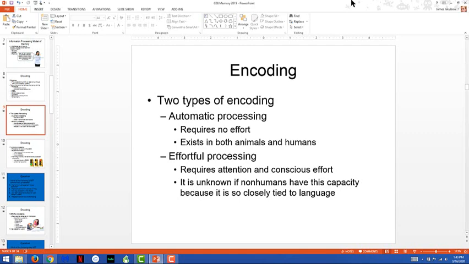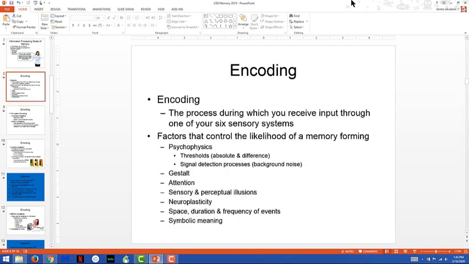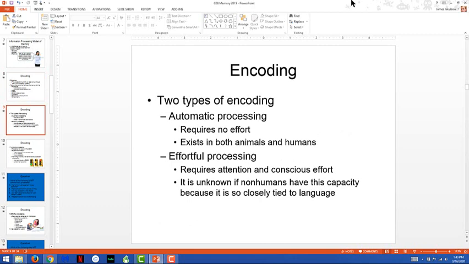Now, there are two types of encoding, automatic processing and effortful processing. And automatic and effortful are going to be affected by the space, duration, and frequency versus symbolic meaning. In fact, we'll see space, duration, and frequency be connected to automatic processing and symbolic meaning being connected to effortful processing. But in terms of encoding, the two processes that you're looking at here, automatic and effortful, automatic simply means it requires no effort.